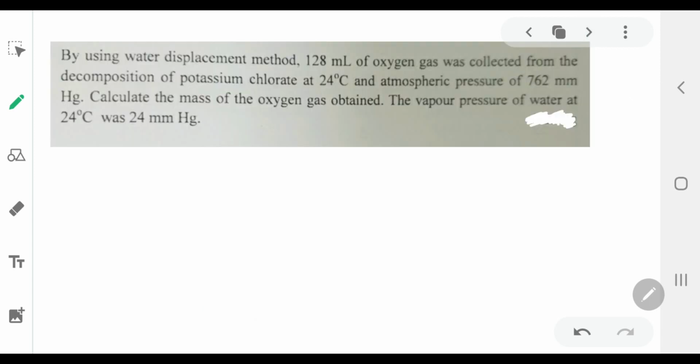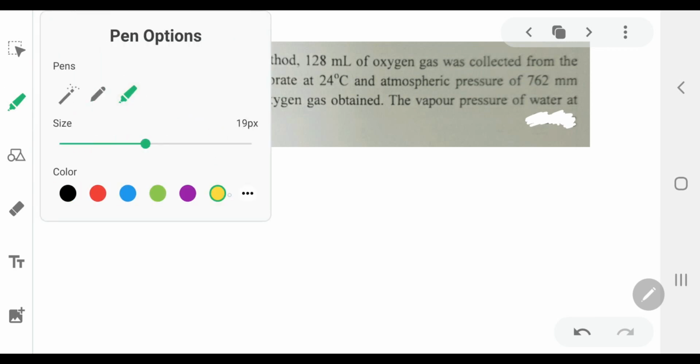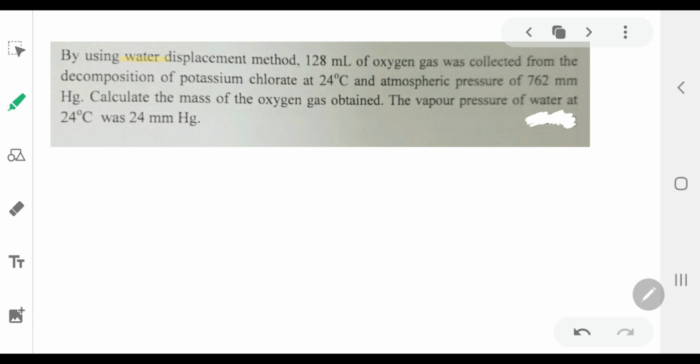So let's have a look at example questions. Over here, it's very obvious. The question is telling you that this is indeed a water displacement method. So when it says that, automatically you need to remind yourself, you need to get the pressure of the gas, okay, by considering the P total minus the partial pressure of the water vapor.